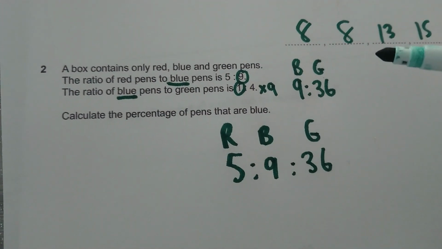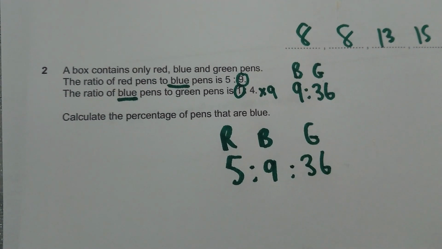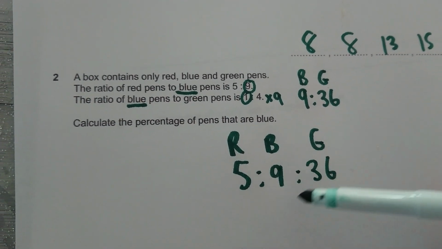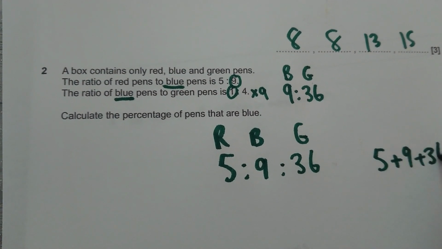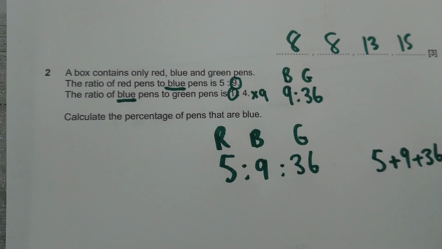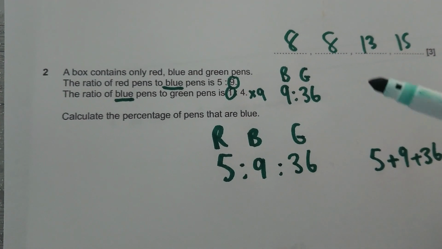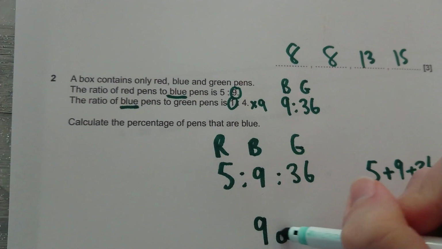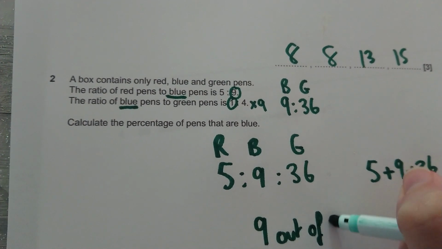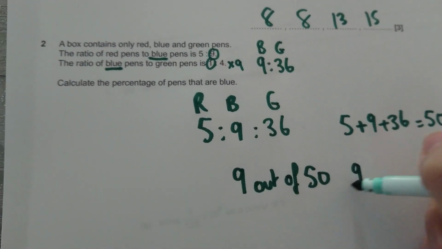So we need to calculate the percentage of pens that are blue. So to do that, I need to work out the total of these numbers. So I need to do 5 plus 9 plus 36, which is 50. And then it's a percentage, isn't it? So if 9 of them are blue, that is 9 out of 50. Or you could write that like a fraction, 9 out of 50.